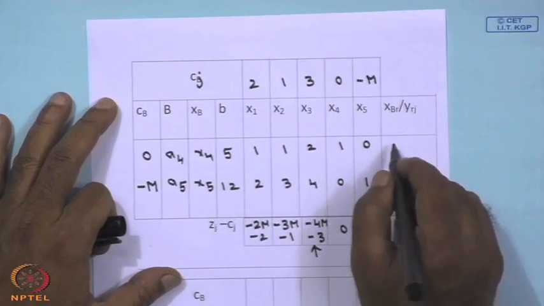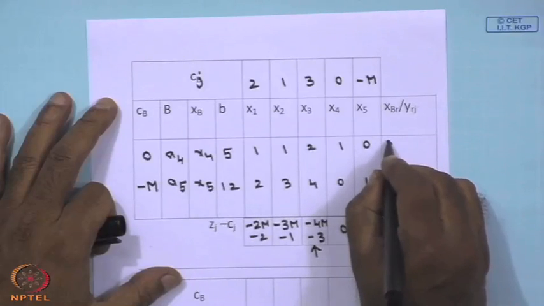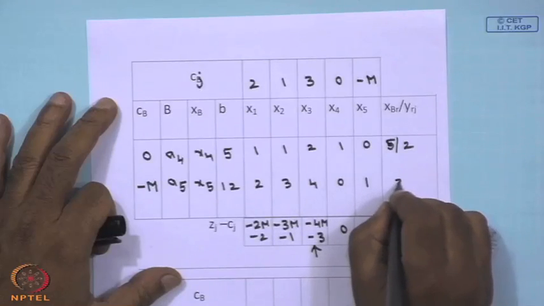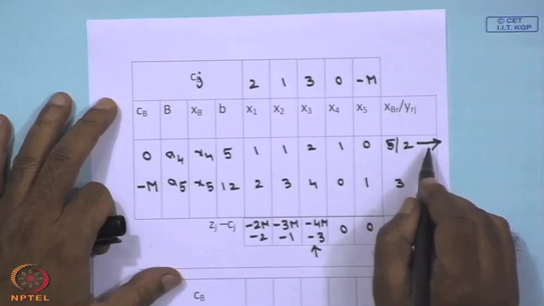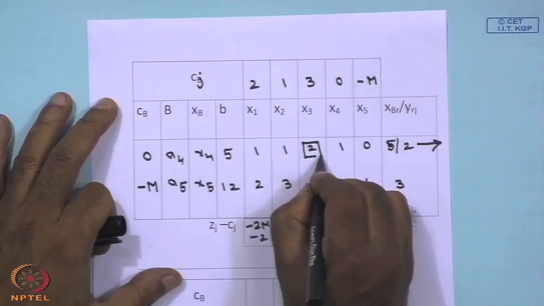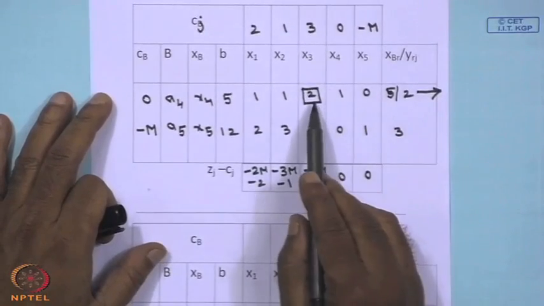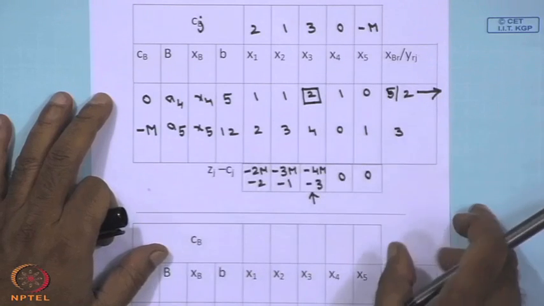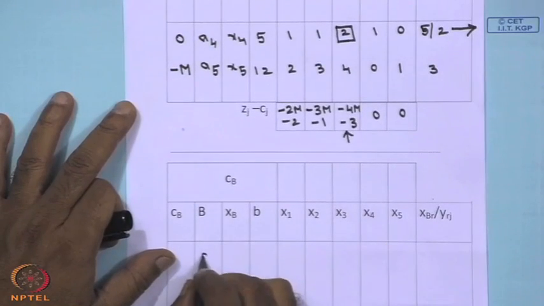Now you calculate the ratio, that is b by x b. The first one is 5 by 2, the next one is 12 by 4, that is 3. The minimum of these two is this one, therefore your outgoing vector is x 4 and your pivot element is this one. As I know, in the next iteration we have to make this pivot 1 and the other coefficient 0, and rewrite the table. So the basis now becomes A 4 out from this table and A 3 will come over here.